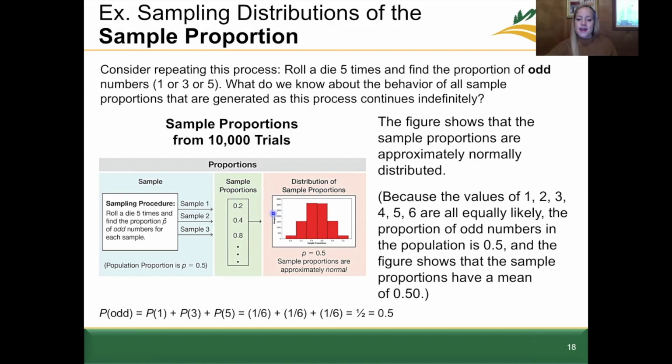Here, during this 10,000 times, we can get a population proportion of 0.5. We can also think through this rationally and see that 0.5 does make sense. We're getting the true population proportion when rolling a die 5 times and finding the proportion of the numbers that are odd, or 1, 3, and 5. So that was sample proportions.